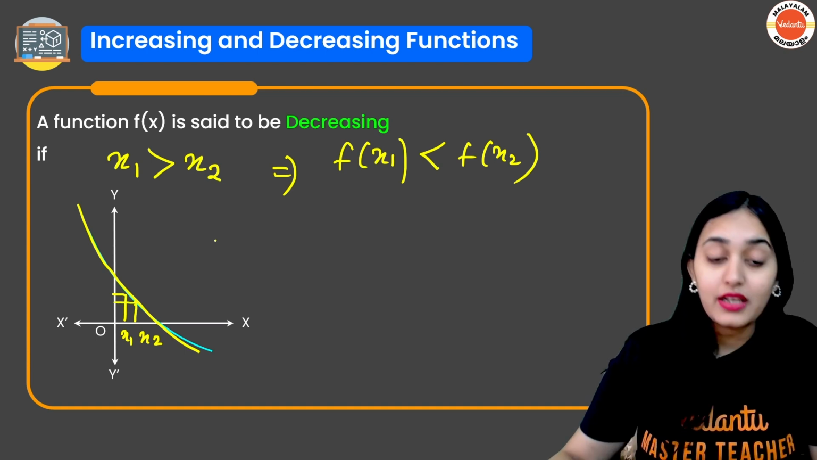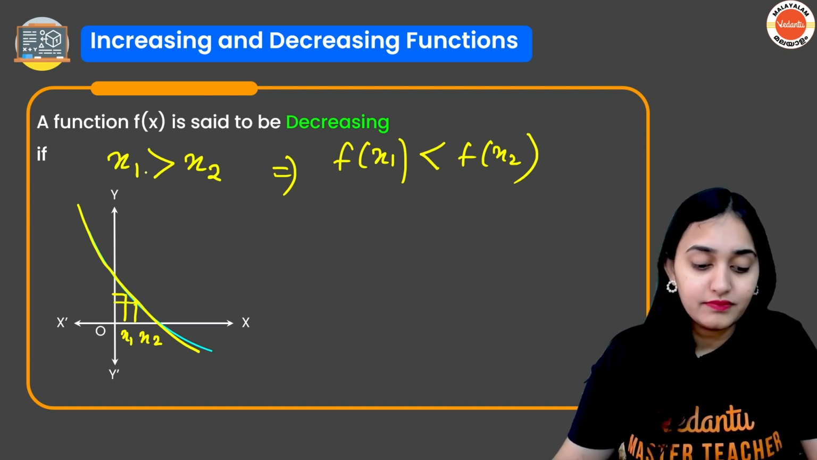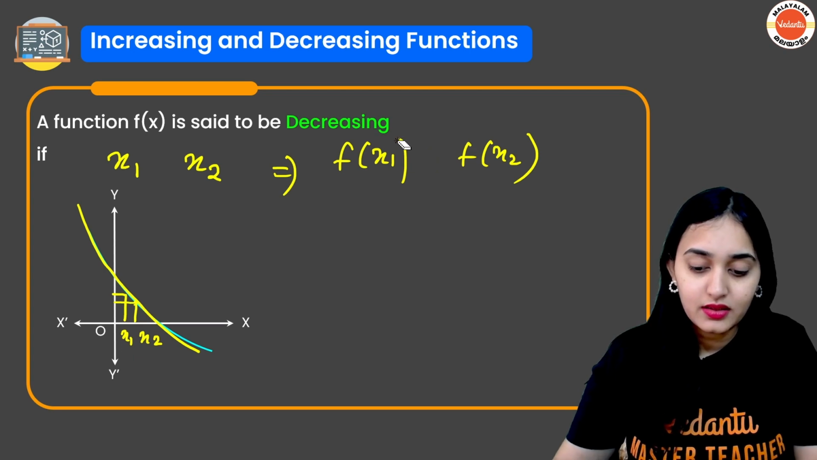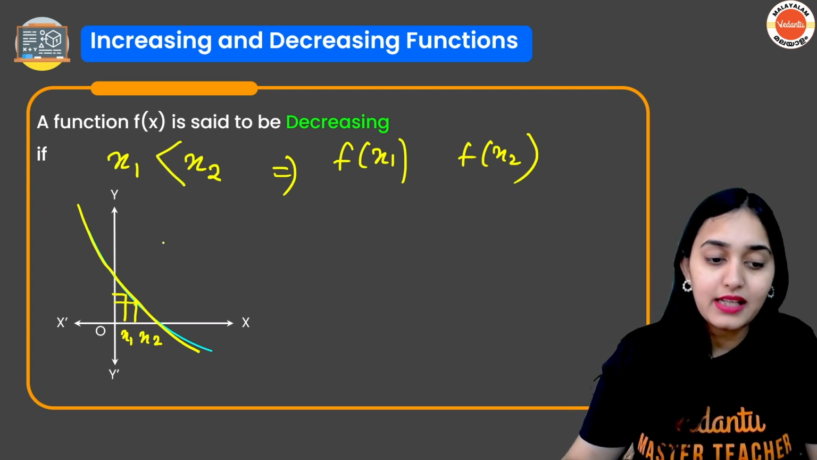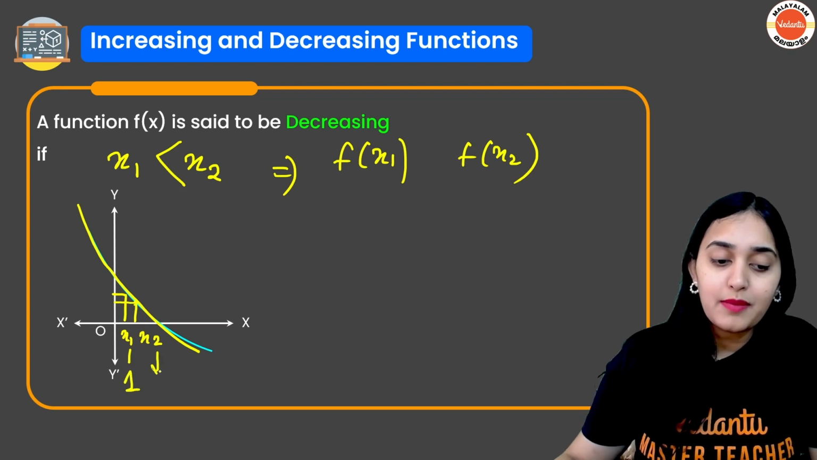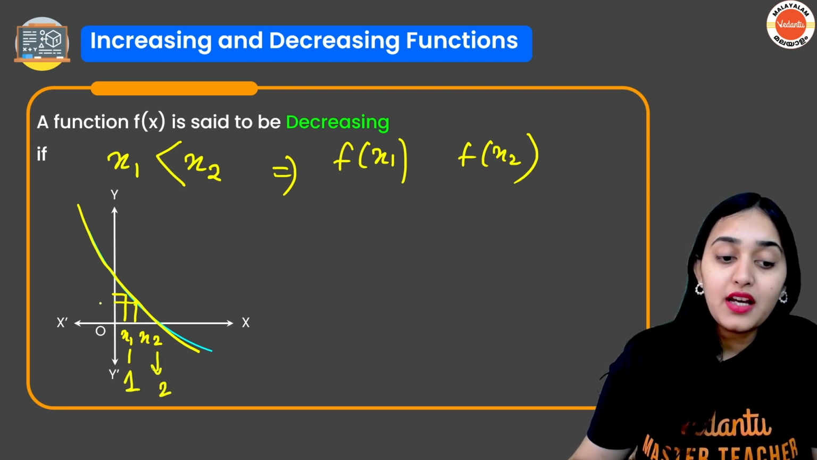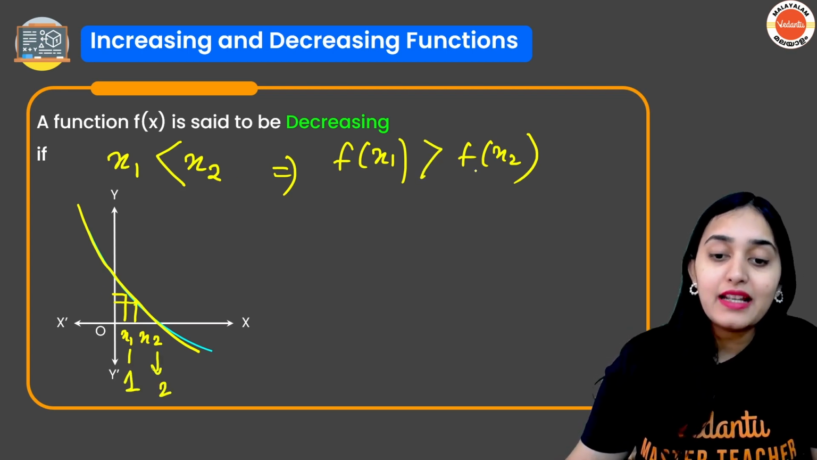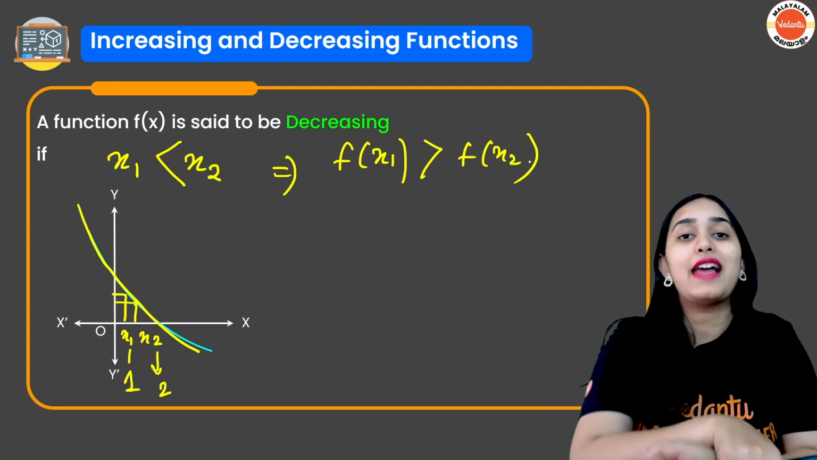Sorry, the example I am taking is x1 is less than x2. Suppose this is 1 and suppose this is 2. But if you observe, f of x1 is greater than f of x2. Opposite will happen.